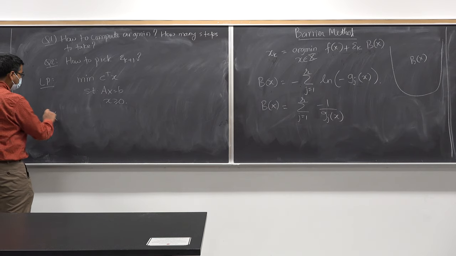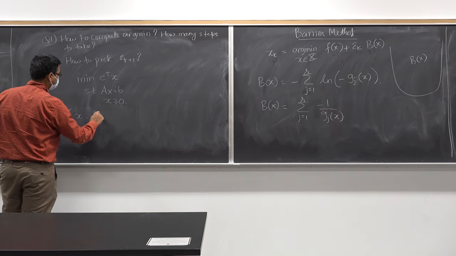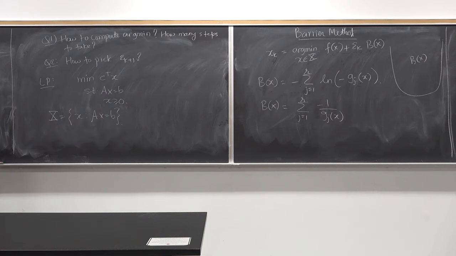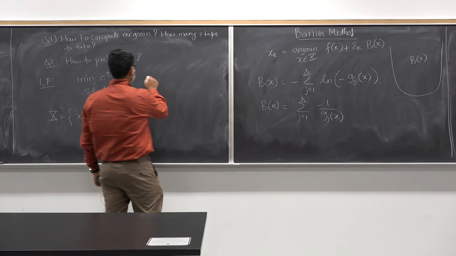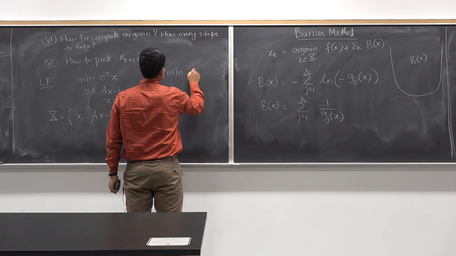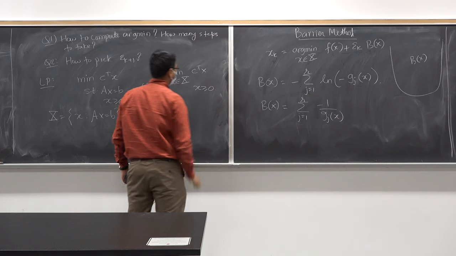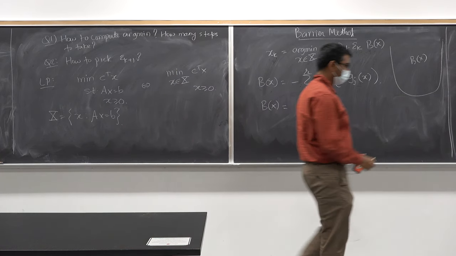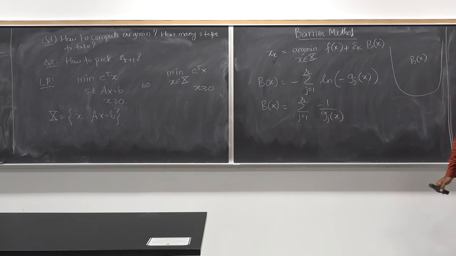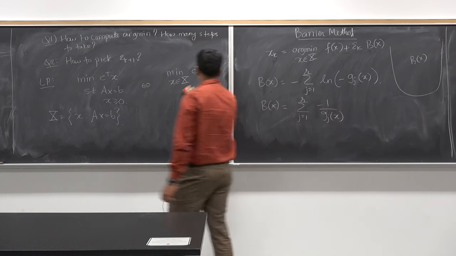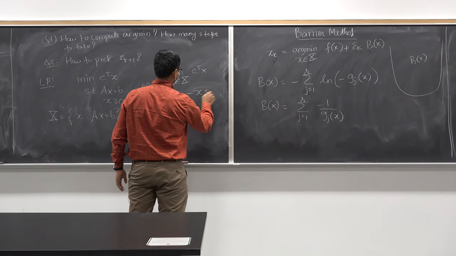So I'm going to define my set capital X as this particular set, AX equal to B. So it's a convex set. So then this problem becomes minimize C transpose X, X is in capital X, X greater than or equal to 0. Actually, I want to write it as an inequality constraint in the other way, so I'm going to write it as minus x less than or equal to 0.